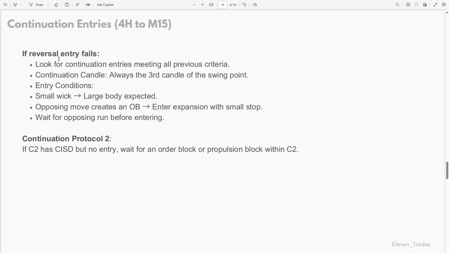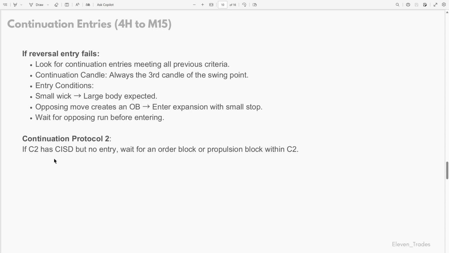If the reversal candle is not providing you any entries, then you have to look for the continuation. For the continuation entries, it will meet all the criteria above. The continuation candle will always be the third candle of the MMXM's next day model or the swing point formation or the T-Trace fractal model. The entry condition will be a small wick followed by a large body and expansion, and also an opposing move creates that order block and enters expansion with a small stop loss. You have to wait for that opposing run to then place your stop loss below that order block.